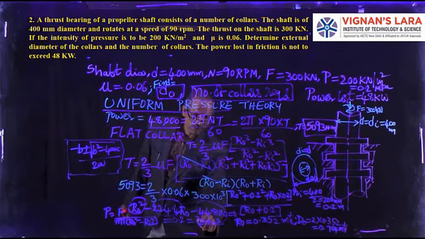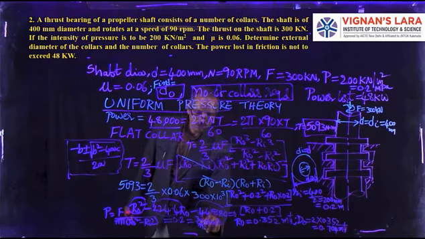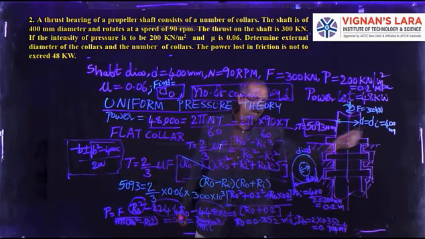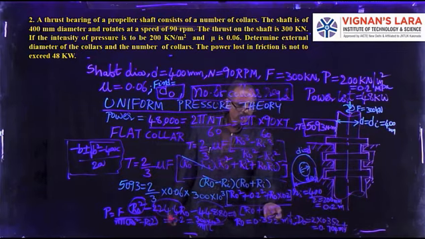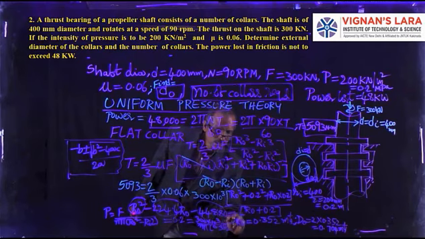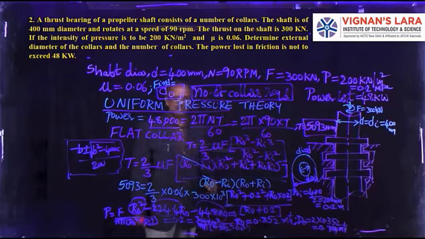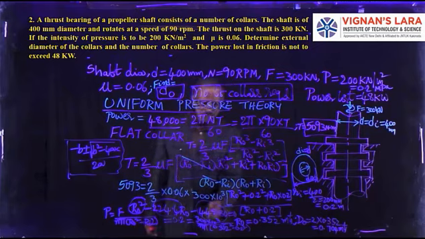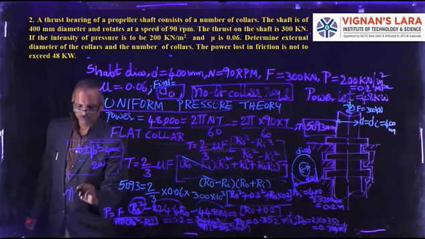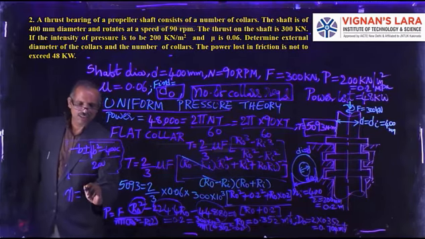Pi value is known. R naught and Ri, so already we have Ri and R naught. R naught is 0.352 minus Ri 0.2 square. Okay, then by substituting this and equating, you get the value of N.